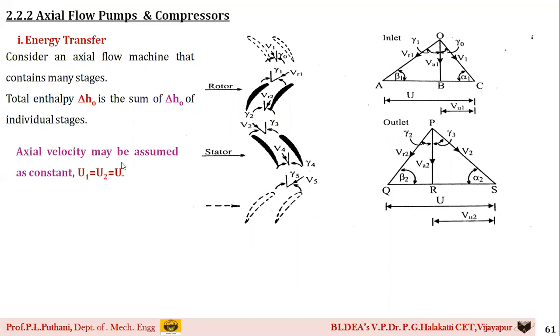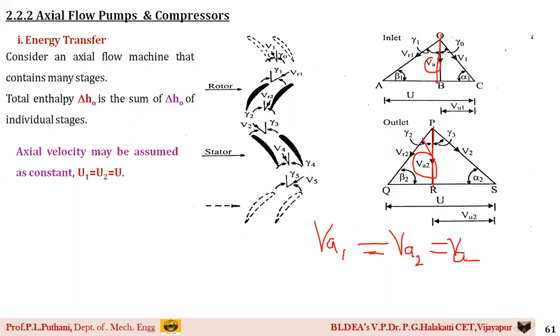So as I said, for the axial velocity components, u1 is equal to u2 is equal to u. Also, another important thing is the flow velocity terms, which you can see here for the inlet velocity triangle, the flow velocity Va1. Similarly, the flow velocity at the outlet, that is Va2. Throughout, the flow velocity remains constant for axial flow machines, because there is an axial flow happening. So Va1 is equal to Va2 is equal to Va.